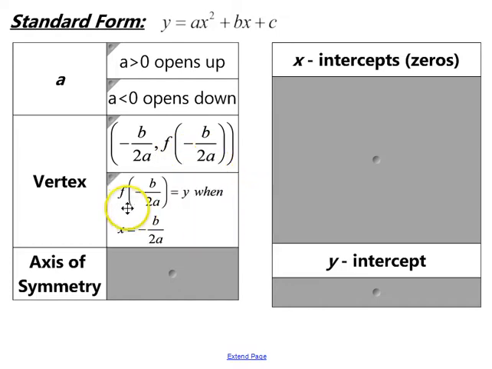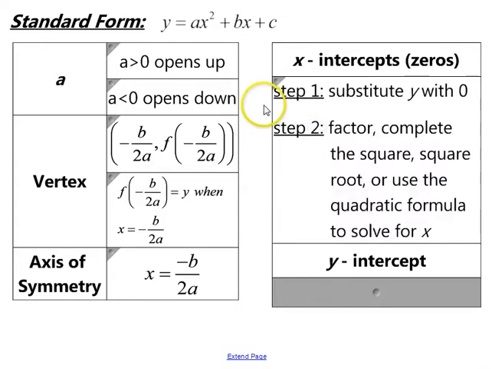So again, that means f of negative b over 2a is the y-coordinate when you plug in negative b over 2a for x. The axis of symmetry is x equals negative b over 2a. In finding the x-intercepts, or the zeros, first we want to substitute y with 0, and then we want to either factor, complete the square, square root, or use the quadratic formula to solve for x. And we've been working on that. The y-intercept is 0, c.